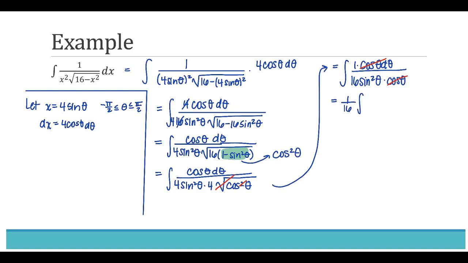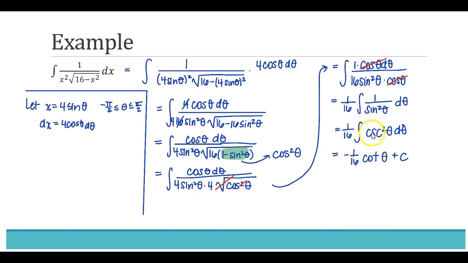And so what I'm integrating is 1 over sine squared theta d theta, which is cosecant squared. So the integral of cosecant squared theta d theta is actually nice. We have a general antiderivative for this. So that's going to give us negative 1 over 16 cotangent theta plus c.